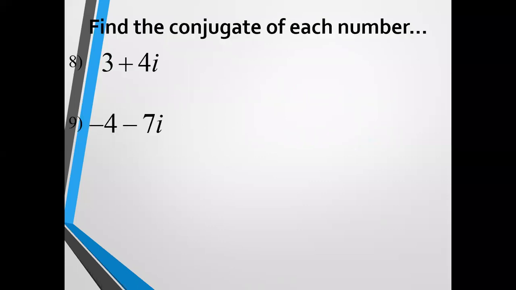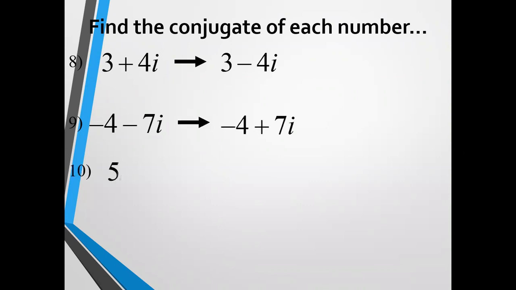Okay, let's continue. So if we want to find the conjugate of 3 plus 4i, it's going to give us what? 3 minus 4i. So the conjugate of minus 4 minus 7i is what? It's minus 4 plus 7i. So the conjugate of 5i is what? Minus 5i.